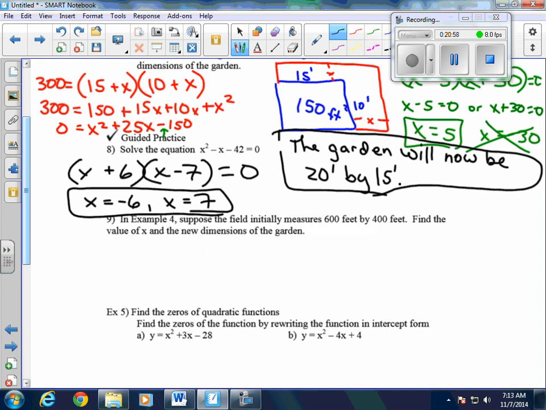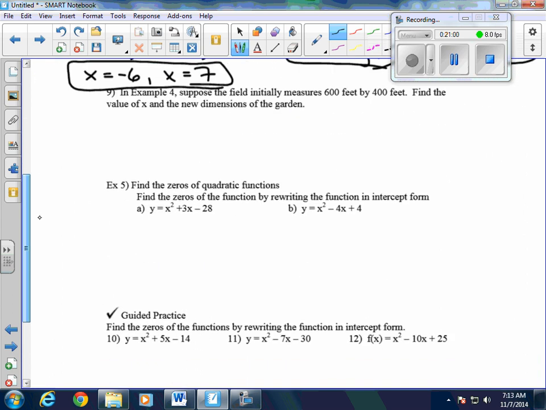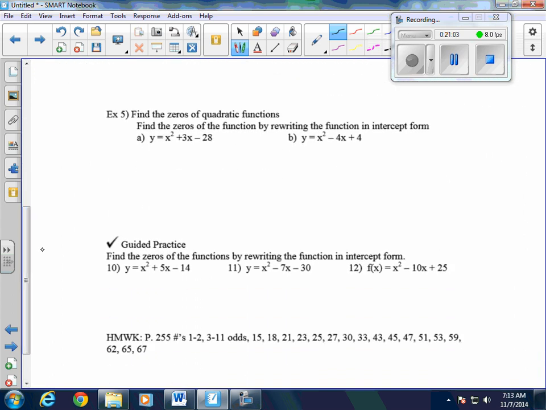Now, if we go down to example 5, it says find the zeros of a quadratic function. Well, finding the zeros of a function is essentially the same as finding the solutions. So if they give this to us in y equals, we're really just putting this equation in intercept form. Remember, intercept form is y equals a times x minus p times x minus q. So essentially, what are we going to do with this? We're going to factor it. The only thing we have to do to this problem is to factor it.